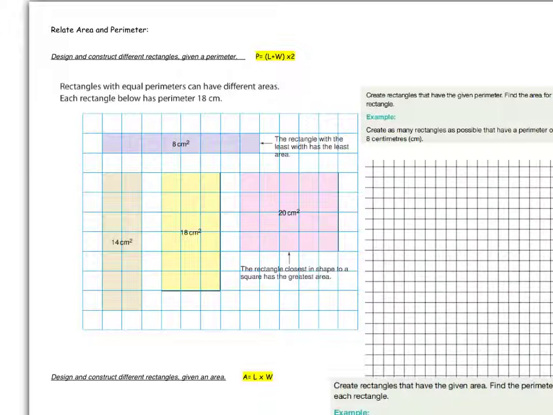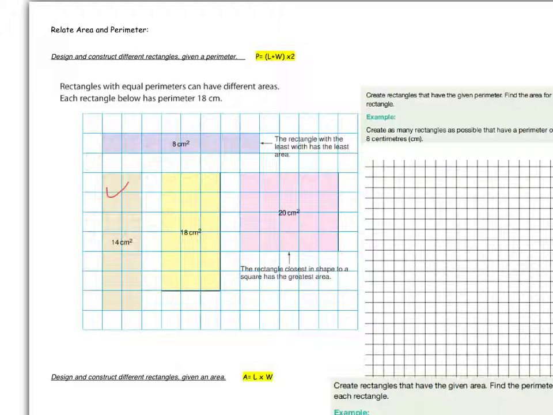So to start off with, we're going to look at some rectangles. Rectangles with equal perimeters can have different areas. Each rectangle below has a perimeter of 18. So if we look around the outside edge, 2 plus 7 is 9, plus another 9 is going to be 18. Okay, yep, that one has a perimeter of 18.